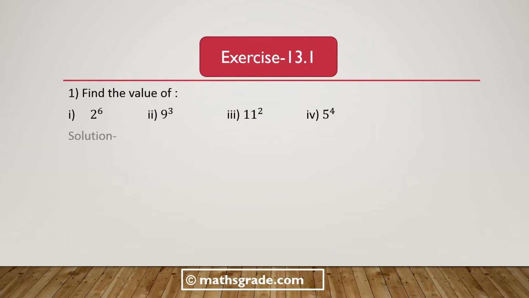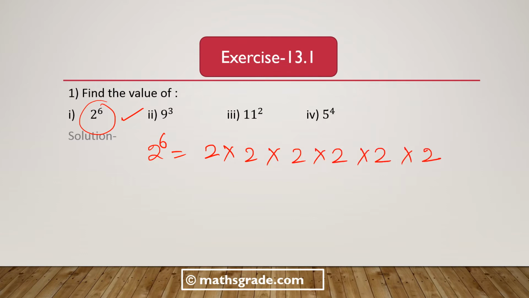Now we will solve question number 1 of exercise 13.1. Find the value of 2 to the power 6. 2 to the power 6 means we have to multiply the number 2 six times. 2 is the base and 6 is the exponent or the power. So we have to multiply 2 six times: 1, 2, 3, 4, 5 and 6.